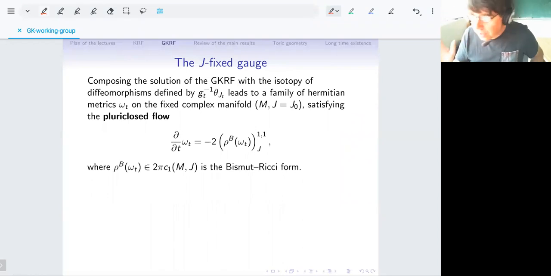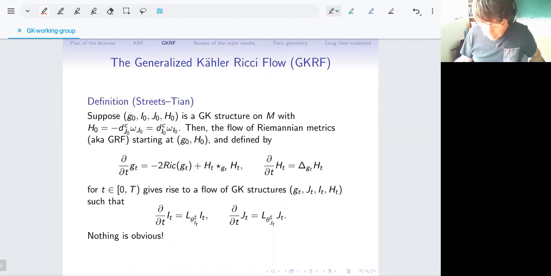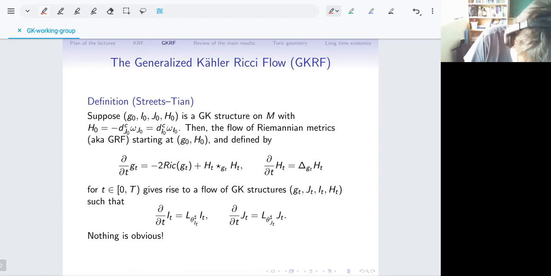And the one way this was established, and what Jeff actually told us, was that I could use the isotopy of diffeomorphisms generated by these Lie forms to make J fixed. In this talk, J will be fixed. So I will act on the solution of the flow by this isotopy of diffeomorphisms determined already by the duals of the Lie forms.